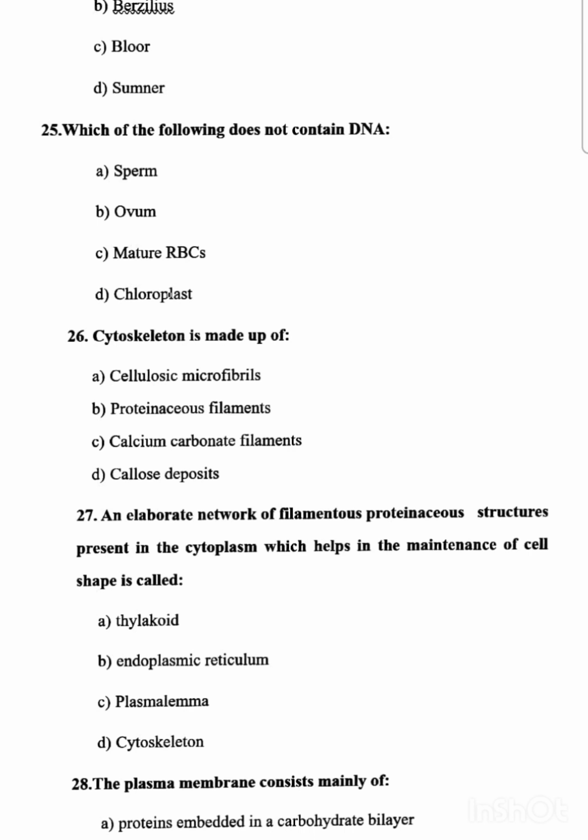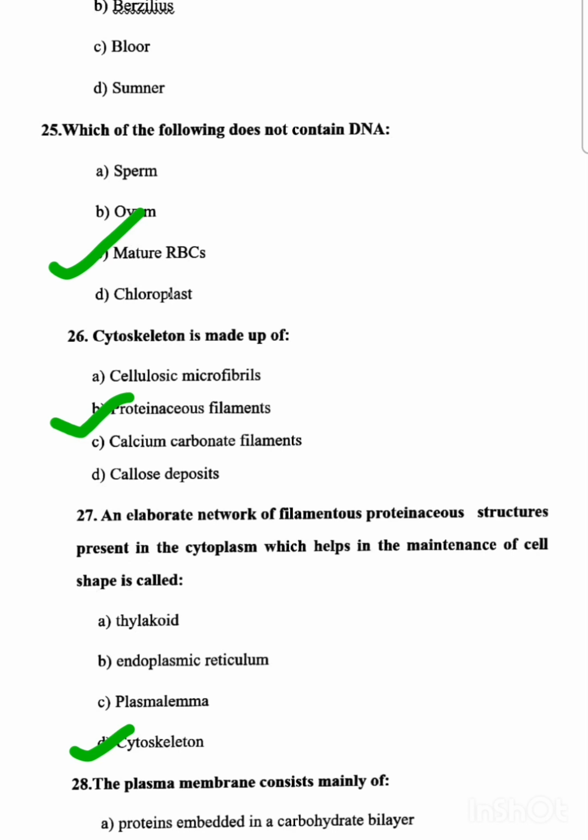Which one of the following does not contain DNA? Mature RBC. Then the cytoskeleton is made up of proteinaceous filaments. An elaborate network of filamentous proteinaceous structures present in the cytoplasm which helps in the maintenance of cell shape is called the cytoskeleton. Option D.